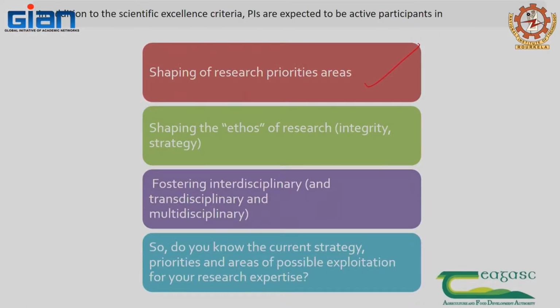Any research you are doing is shaping your research priorities. What should be the priority area of research? Shaping the ethos of research integrity is very, very important. It is not just to do the minor adjustment here and there and publish it.